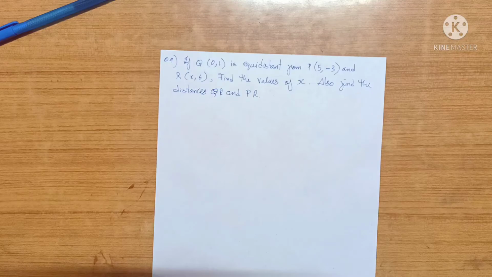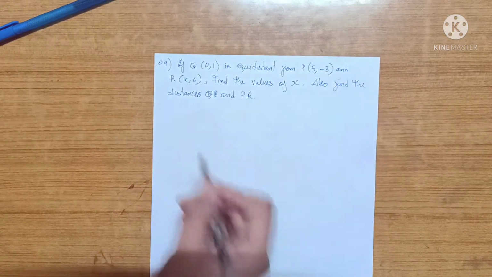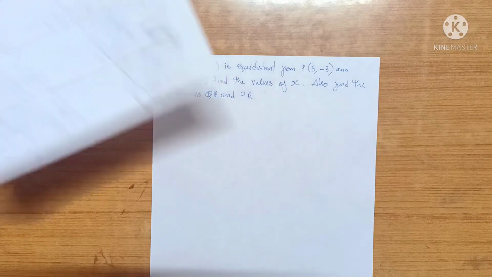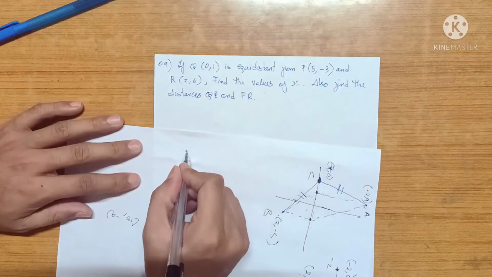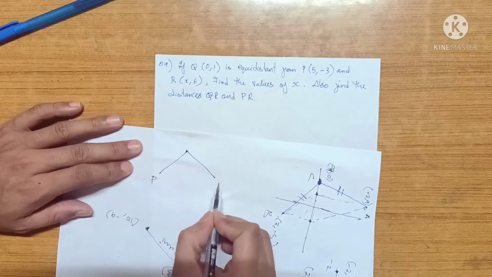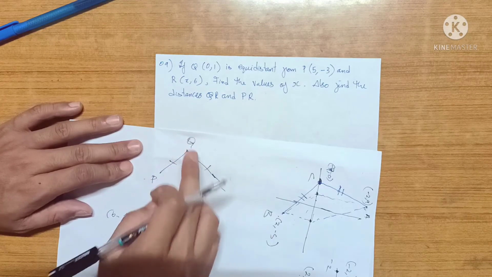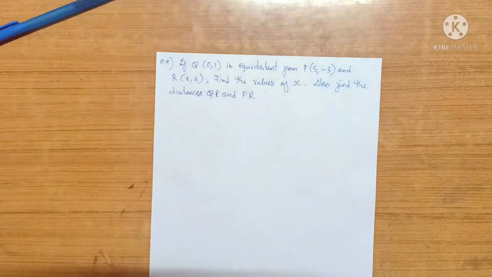Yes. So question number 9, if Q is equidistant from P and R, so the same concept, we have a point Q and the distance between Q and P and R is the same. So which means we'll be doing PQ equal to QR, right?